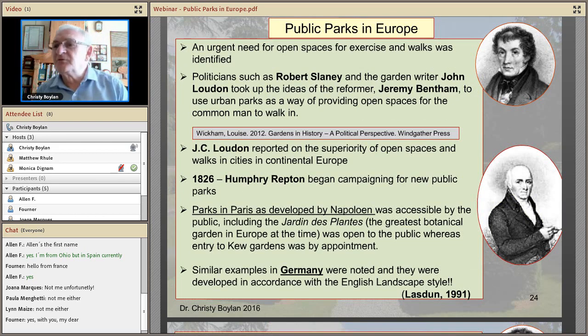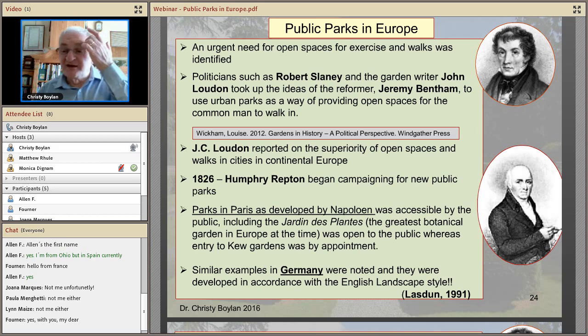Robert Slaney was a Whig who was first elected in 1826 as an MP for Shrewsbury, and 2 years earlier he published an essay on the beneficial direction of rural expenditure, and he set out a case on the advantage derived from public walks and gardens.